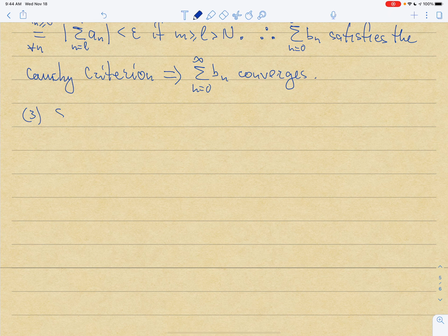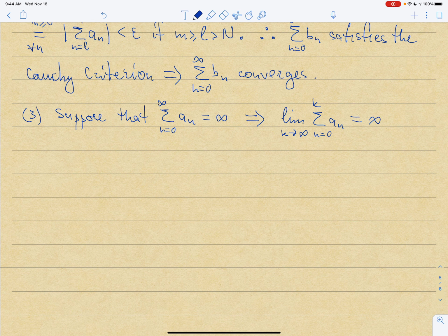So suppose that the sum n from 0 to infinity of An is equal to infinity. Well, what does it mean? It means that the limit as k goes to infinity of the sum n from 0 to k of An, right? So the limit of partial sums must be equal to infinity.